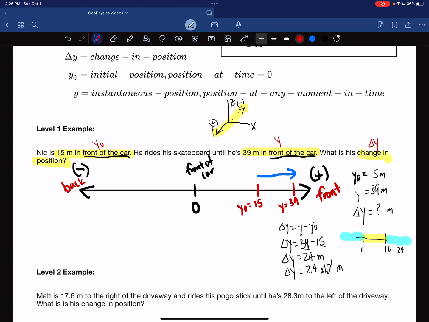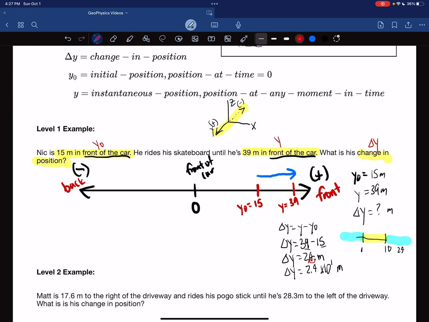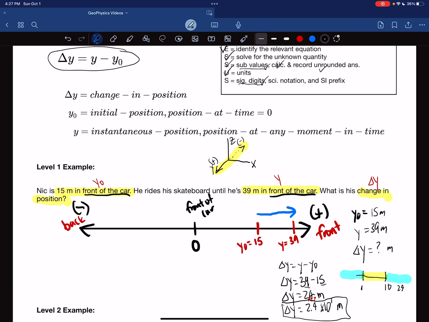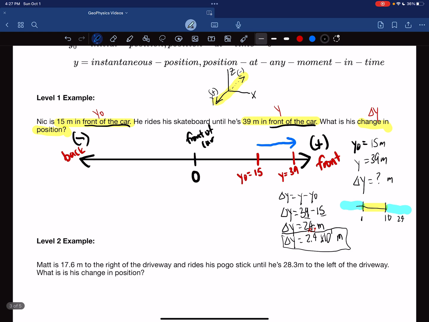How we know it was 10 to the 1 is we move the decimal place from where it was one place over. If we take 2.4 and multiply it by 10, that gives us 24. That's how we know that's the correct answer. So our final answer, with the correct significant digits and the scientific notation, and we don't really need to add an SI prefix here because we're not up to the kilo level yet. We'll leave it as 2.4 times 10 to the 1 meters. And these are the two final answers.